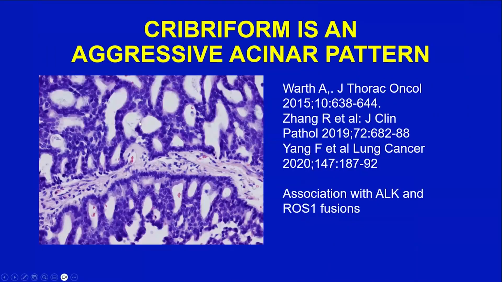This is the cribriform pattern where you see this sieve-like arrangement of the glands. This is known to be an aggressive variant of acinar pattern, and there are multiple papers that demonstrate this. This pattern, along with the signet ring pattern, is known to be associated with ALK and ROS1 fusions.